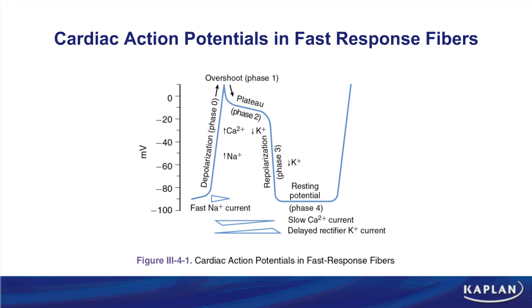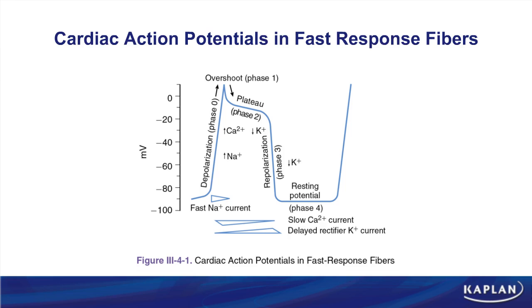We have a group of drugs called sodium channel blockers that are important antiarrhythmics. They're going to depress the slope of phase 0 in fast response fibers. So I would encourage you to draw that image, to draw that depression of the slope into your book as you look at this diagram.